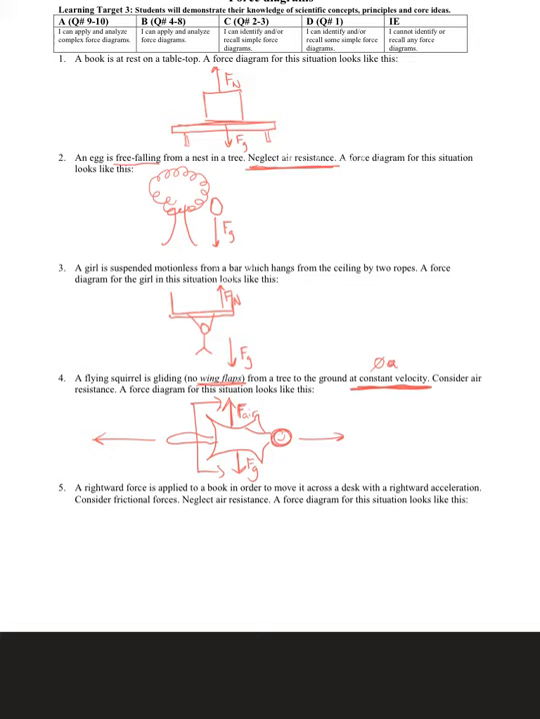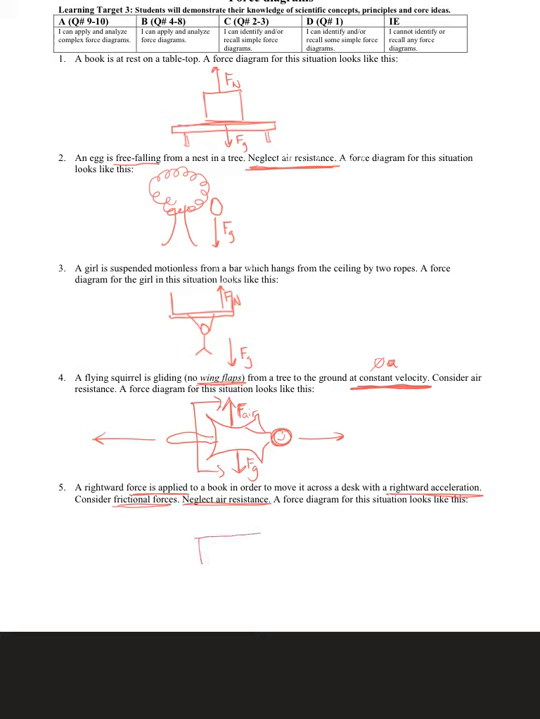So lastly, a rightward force is applied to a book in order to move it across a desk with a rightward acceleration. Consider frictional forces, neglect air forces. The force diagram for this situation looks like this. So a couple of things that I'm going to underline: the rightward force is applied to move it across rightward with a rightward acceleration. We're going to consider frictional forces. We're going to neglect air resistance.